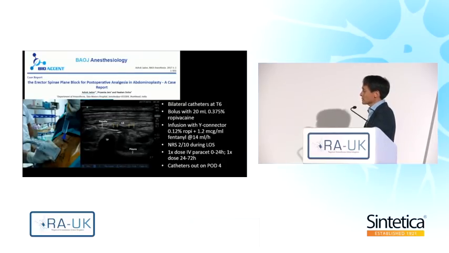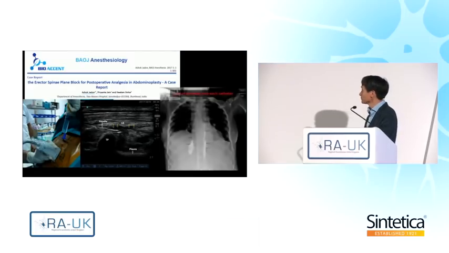They actually put catheters in this case, both catheters inserted at T6, loaded it with 20 mils, and then connected it to an elastomeric pump and a Y connector, and ran a very dilute ropivacaine solution with a little bit of fentanyl. And this patient experienced excellent pain control, pain scores of 2 out of 10 throughout the length of stay, with just 2 doses of IV paracetamol throughout a 72-hour period. And they kept the catheters for 4 hours. So again, an illustration that the ESP can work very well for quite major abdominal surgery.